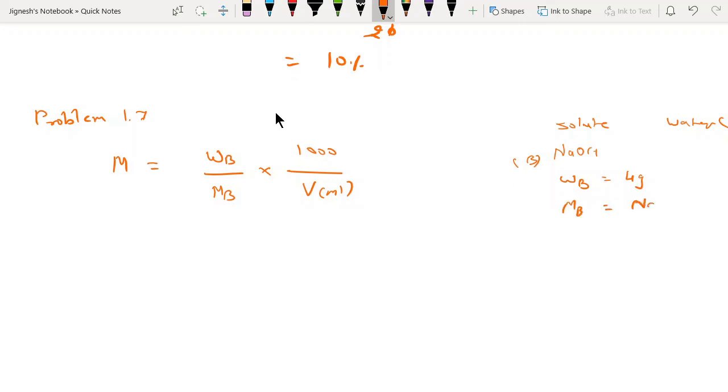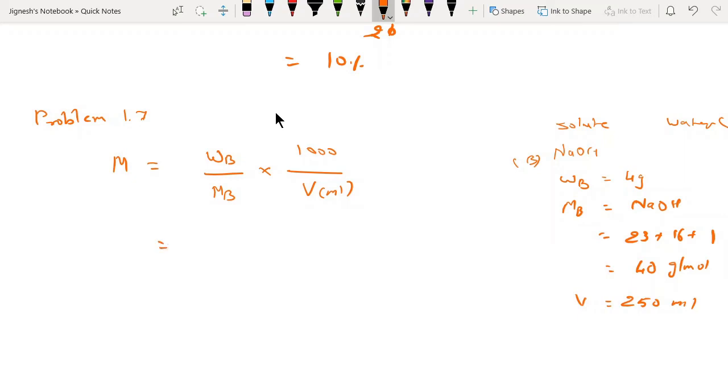Do you know the molecular mass of NaOH? Na means 23 atomic mass, O is 16, plus 1. It means it will be 40. Clear? So it is 40 gram per mole that we can write down, and then the volume. What is the volume we have to prepare? They said enough water to form 250 ml. We have to prepare a 250 ml solution.